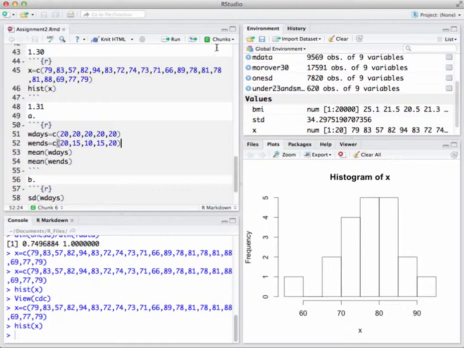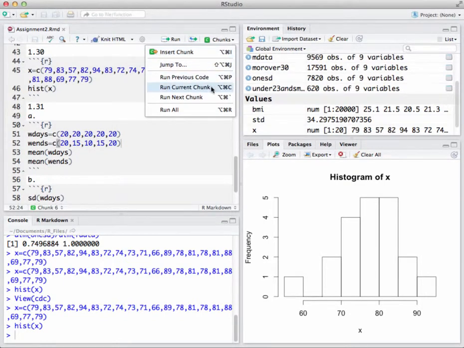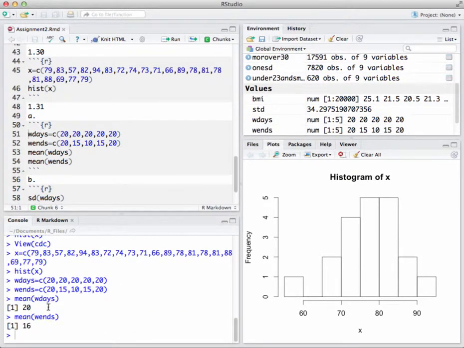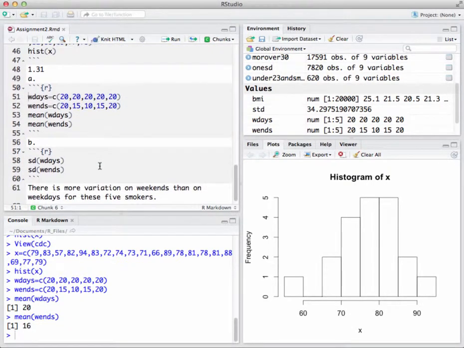So if we execute just that particular chunk of code right there, we see that the mean for weekdays is 20 and the mean for the weekends is 16. Now that's pretty obvious that the mean of the weekdays is 20 because if all the numbers are the same, add them up, divide by the number of numbers, and you're going to get back the same number, okay?